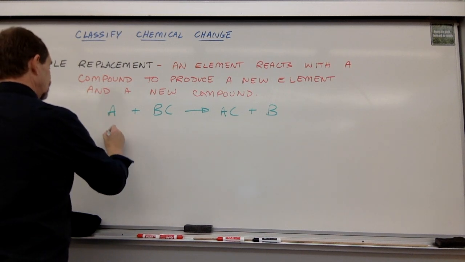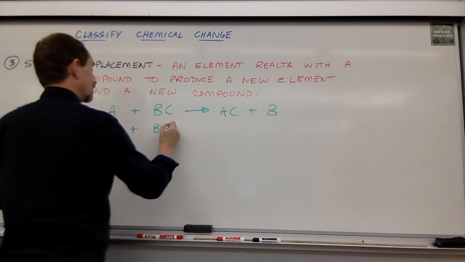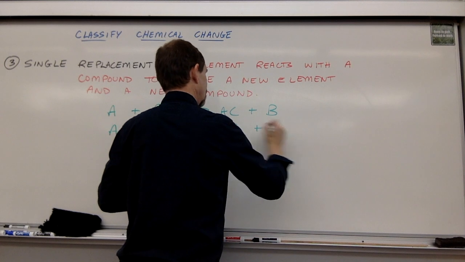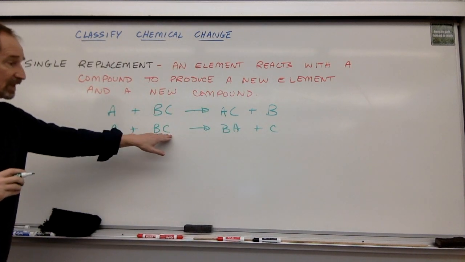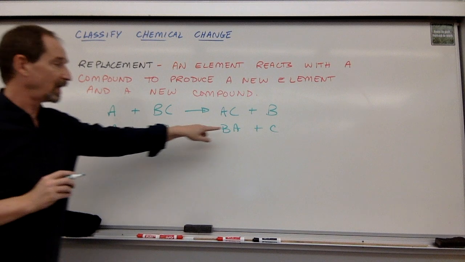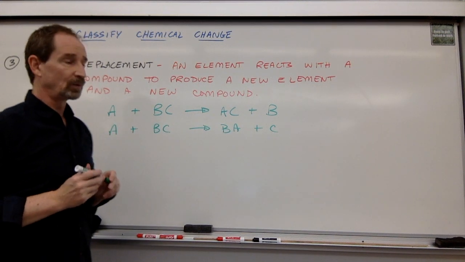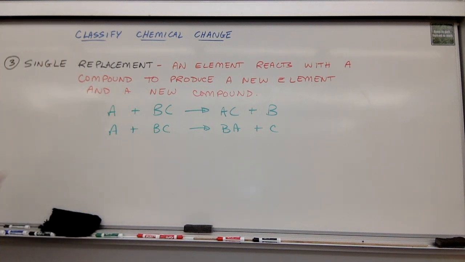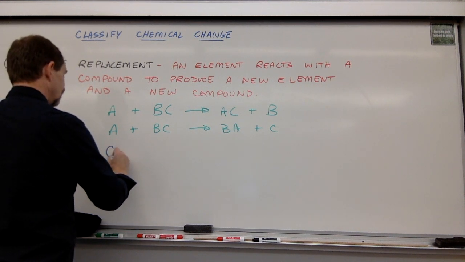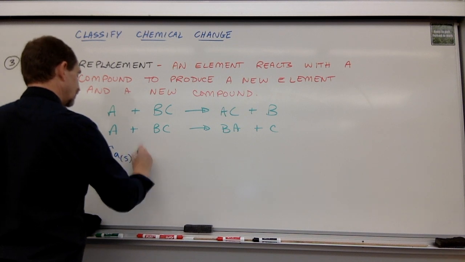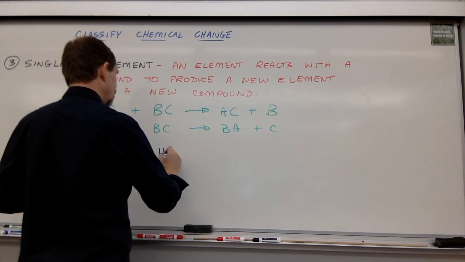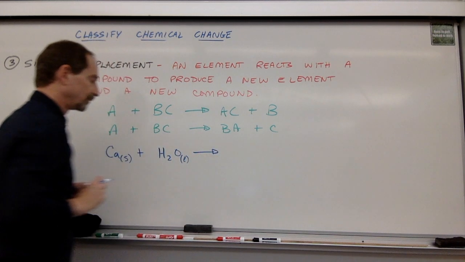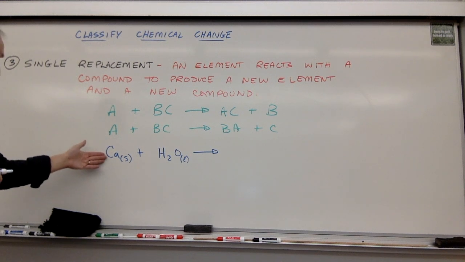Another possibility is if I replace the non-metal. In this case, C would be the non-metal. I've replaced it with A. That would be a non-metal replacement. Here's a specific example. I can take the element calcium, solid metallic calcium, and react that directly with water in the liquid form. In this case, calcium is a metal.